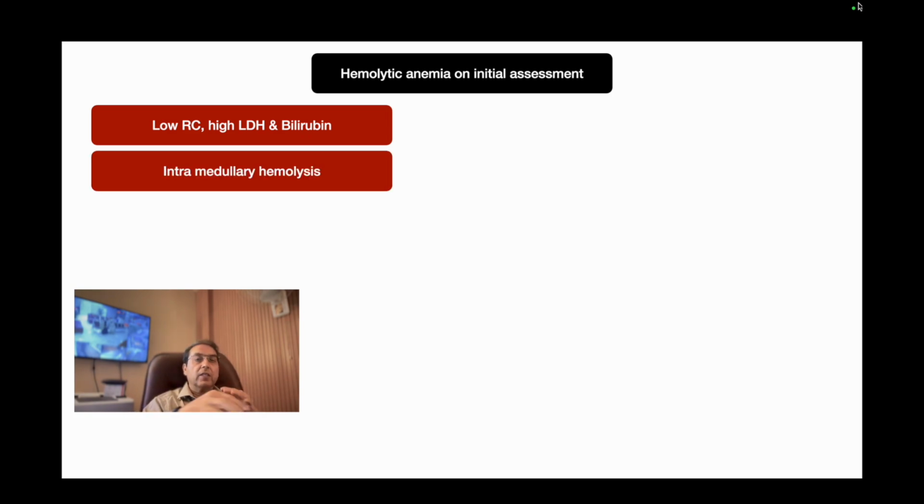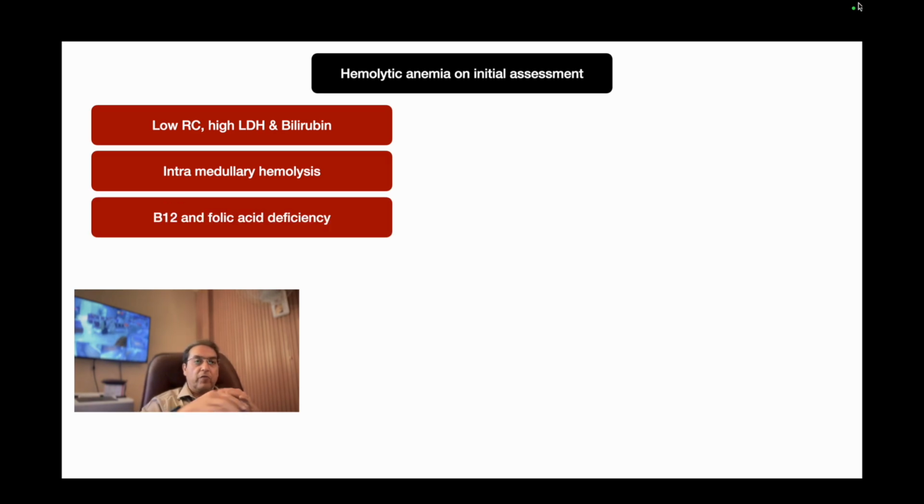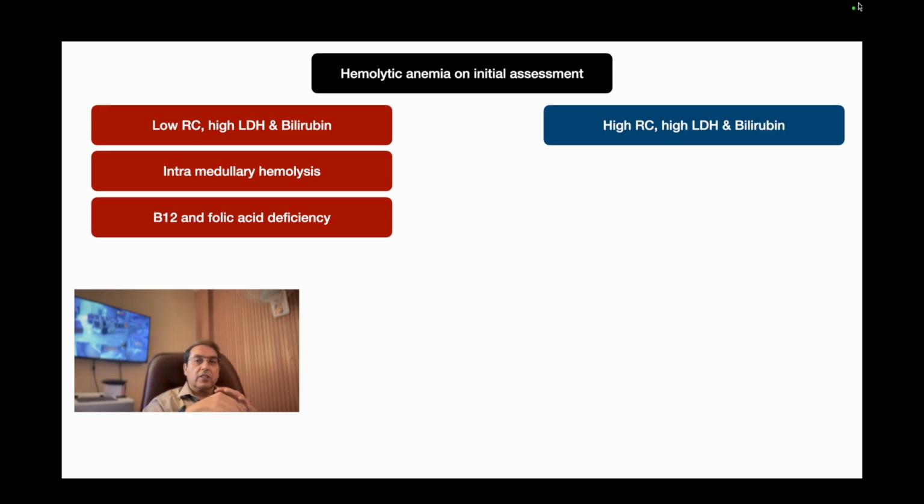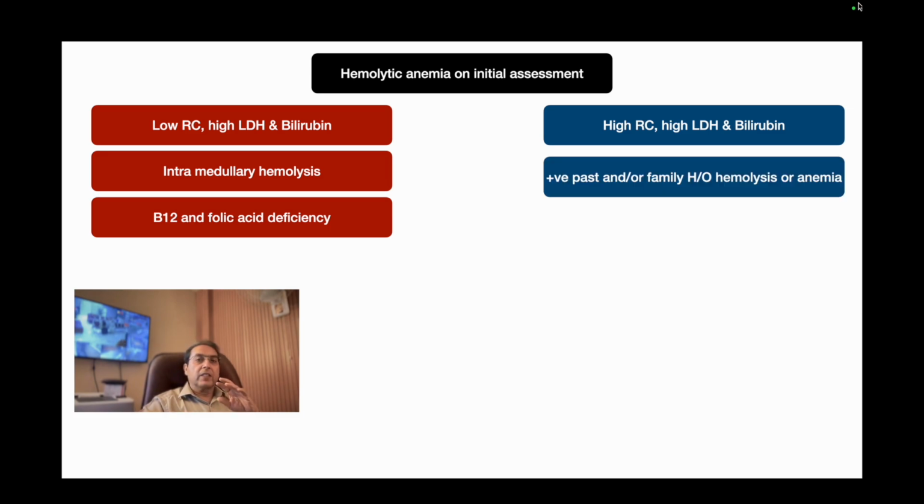high, this is probably intramedullary hemolysis. This intramedullary hemolysis may be because of B12 or folic acid deficiency. And then if we see the reticulocyte count is high, bilirubin is high, and LDH is high, we assess the patient or the family history for a past episode of hemolysis or anemia. It is there or it's not there.